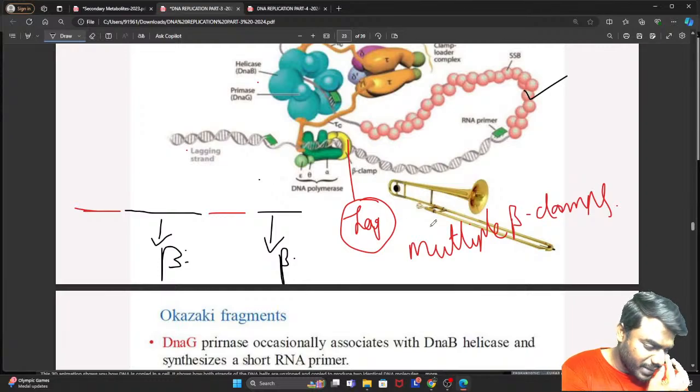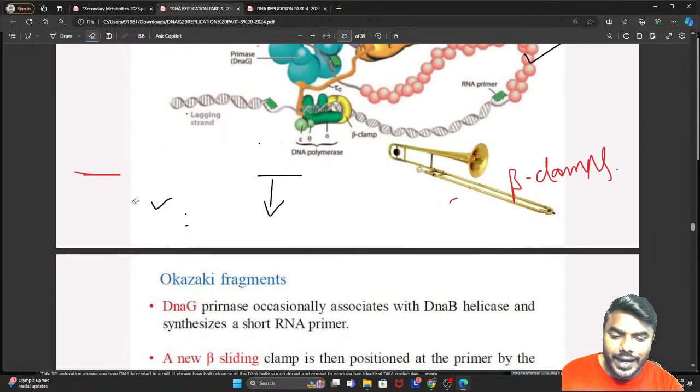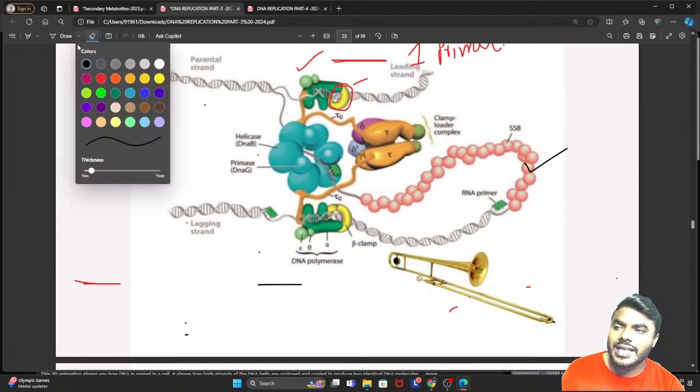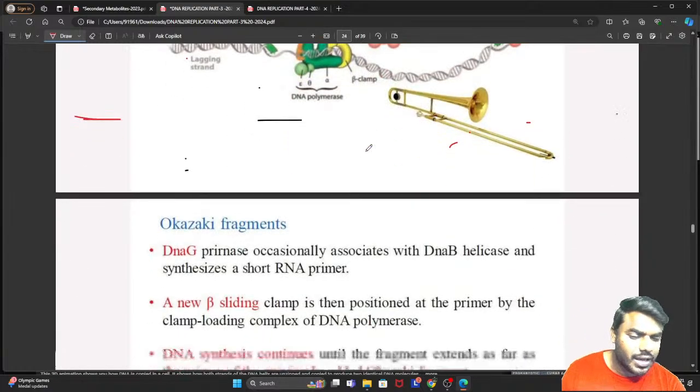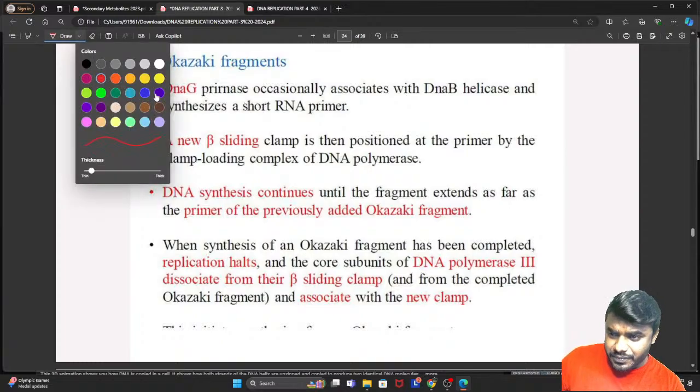Everyone please confirm, is it clear how exactly the Okazaki fragments are added? I believe you all understand very clearly. In case of a leading strand there is only one beta sliding clamp, whereas in case of a lagging strand there are multiple beta sliding clamps. Please confirm, is it clear? I believe it's clear for everyone.